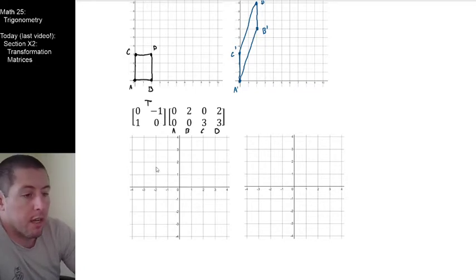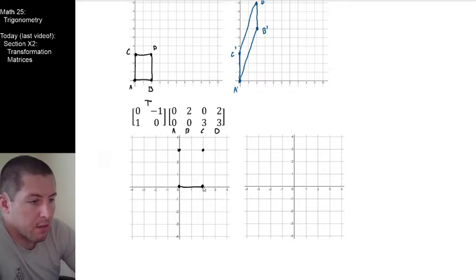Well, let's see what our thing looks like here. We got a 0, 0. We got a 2, 0. We've got a 0, 3. And we've got a 2, 3. All right, so our same rectangle right here. That's our A, B, C, and D.